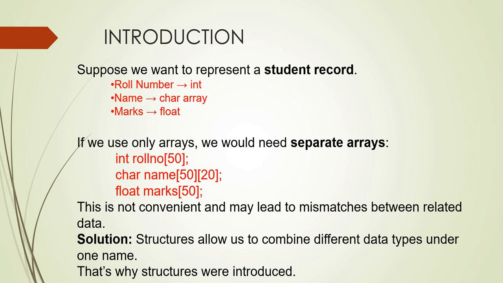In order to avoid this, all these data types, all these arrays should belong to one name. That concept is called a structure. So what does a structure help us to do? It allows us to combine different data types under one name. That is why the structure came into the C language.